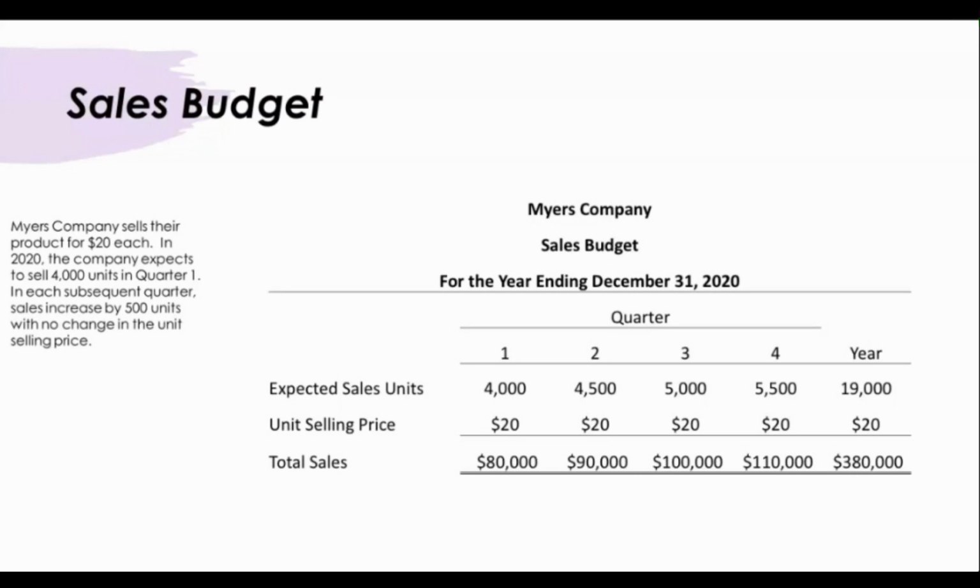Now our unit selling price is still $20, right? We don't want to add up those 20s because that's just constant throughout the entire year. And then there are a few different ways that we can find the total sales amount at the bottom right. We can take 19,000 times 20 and we get $380,000. We could also add up our total sales amount for each of the 4 quarters. So 80,000 plus 90,000 plus 100,000 plus 110,000 would also get you $380,000.